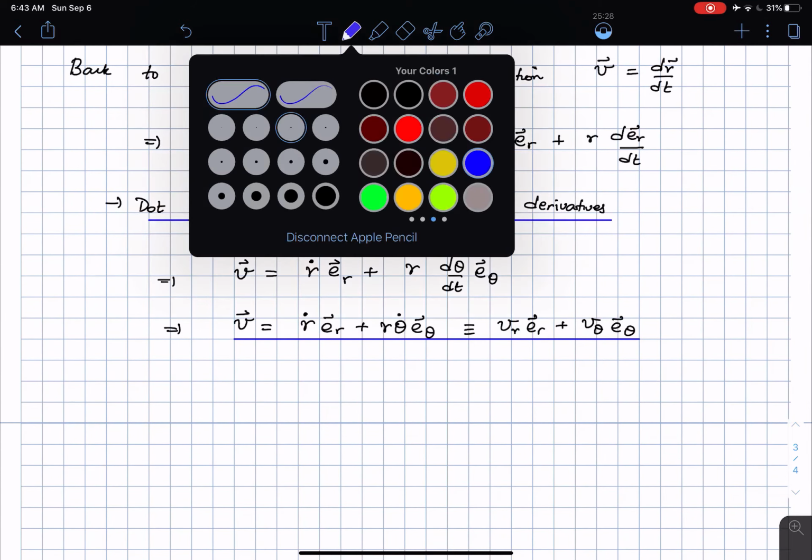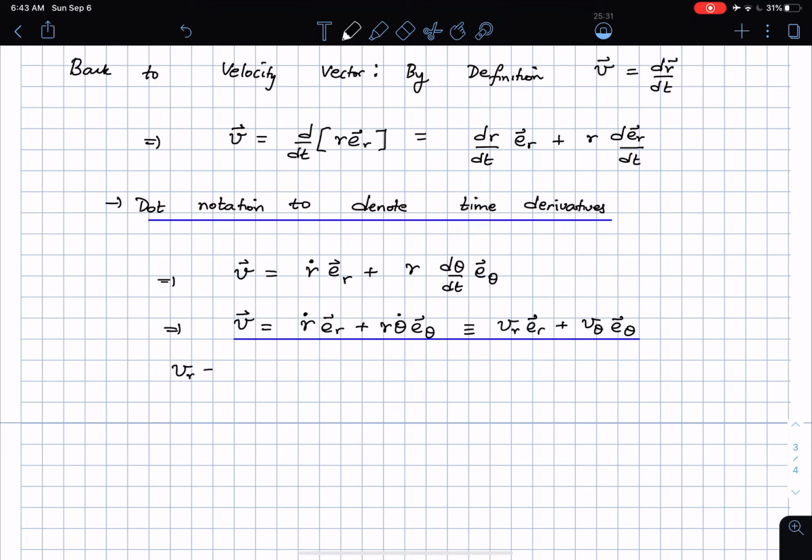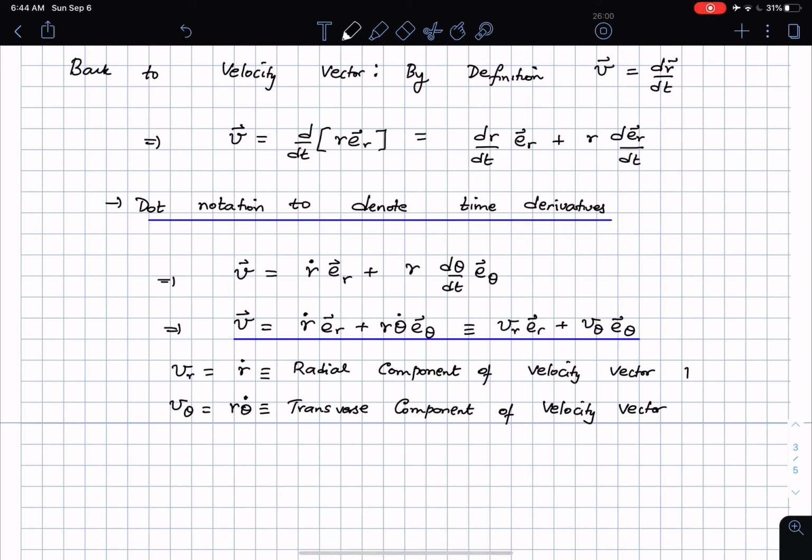Here vr, which is r dot, is called the radial component of the velocity vector. And v theta, which is r times theta dot, is called the transverse component of the velocity vector. All right, and that's about it for the velocity vector. We are done.